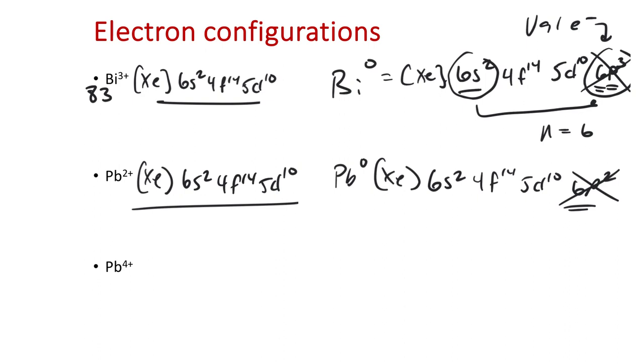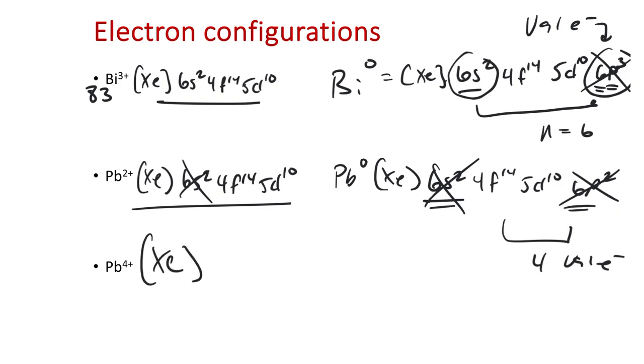Where do you think they come from? Probably the other 2 valence electrons. So we're going to lose the 6s next. So we go xenon, 4f14, 5d10. And so this is just kind of showing you that the valence electrons are the important ones that are going to be the outermost. They're going to be the ones that are lost first to make cations.